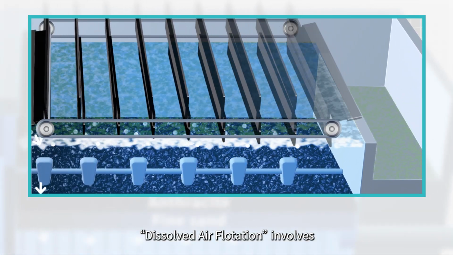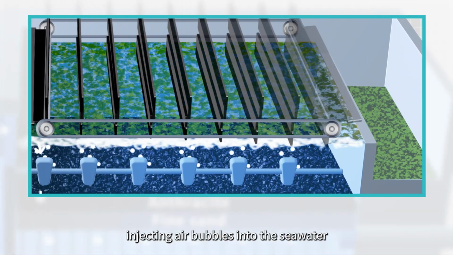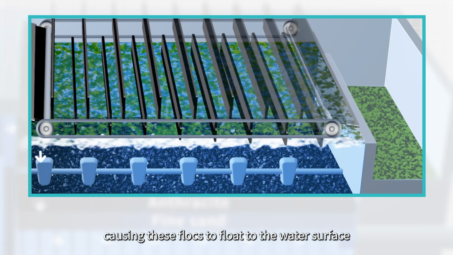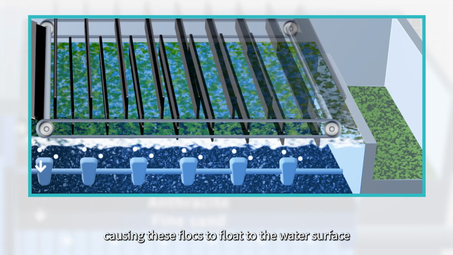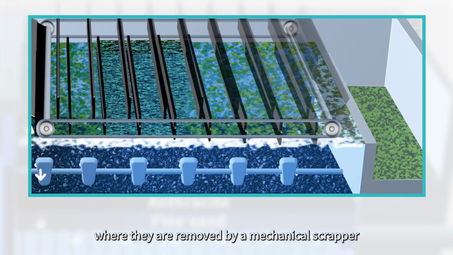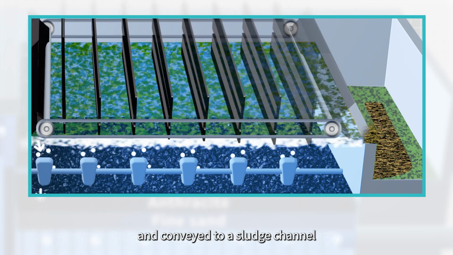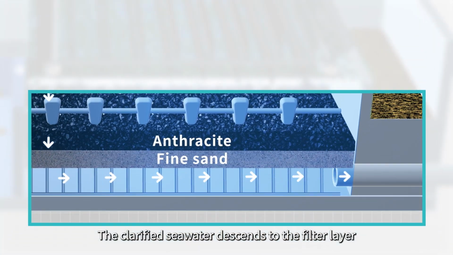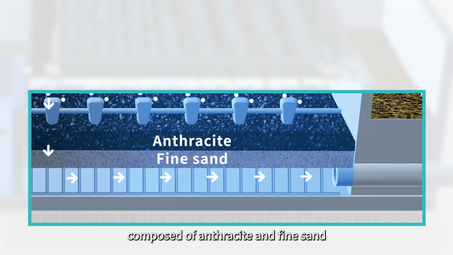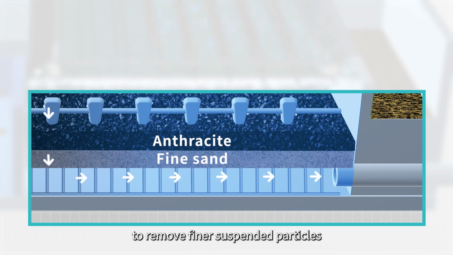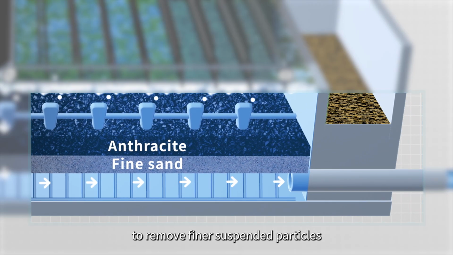Dissolved air flotation involves injecting air bubbles into the seawater, causing these flocks to float to the water surface, where they are removed by a mechanical scrapper and conveyed to a sludge channel. The clarified seawater descends to the filter layer composed of anthracite and fine sand to remove finer suspended particles.